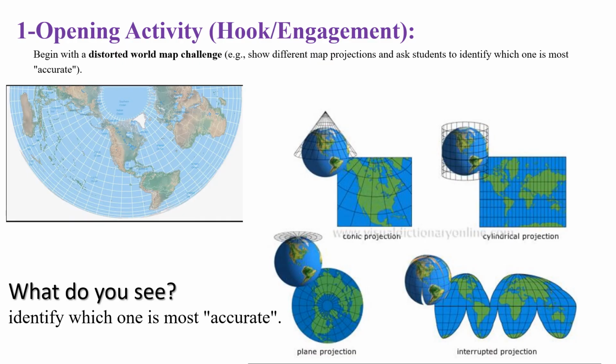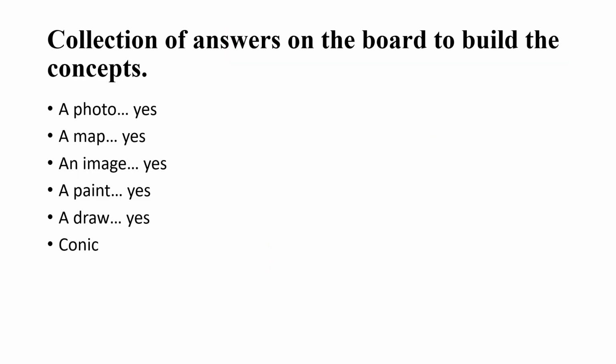So we are going to start with the opening activity, the activity to hook and engage the students. We begin with this third world map challenge. For example, in this case, show different map projections and ask a student to identify which one is the most accurate. According to the answers, we collect the answers on the board to build the concept.